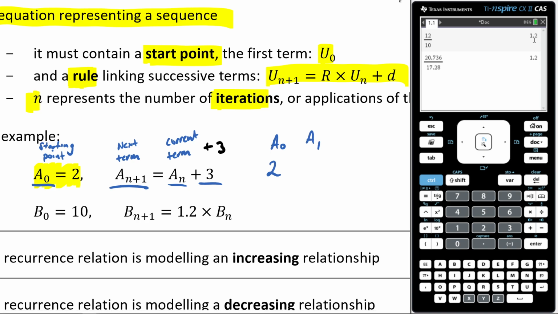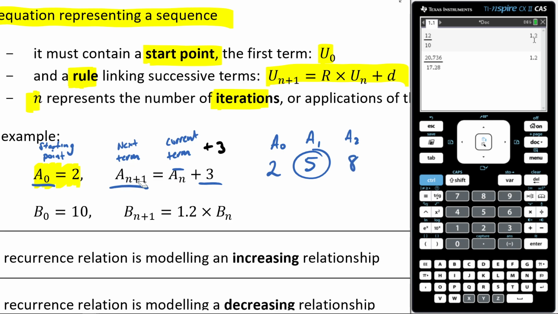What is a of 1? Well, a of 1, I would put 2 into this spot because that's my current one and go 2 plus 3 is my next term, 5. How can I figure out what a of 2 is? Well, now I'll put my current term, which is 5 this time, into there. 5 plus 3 is my next term will be 8.